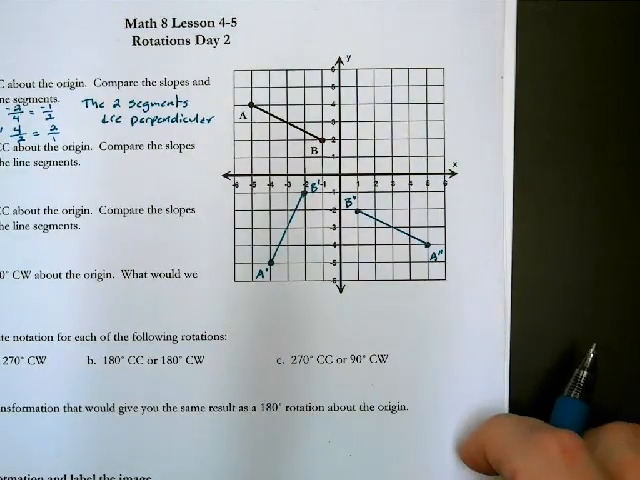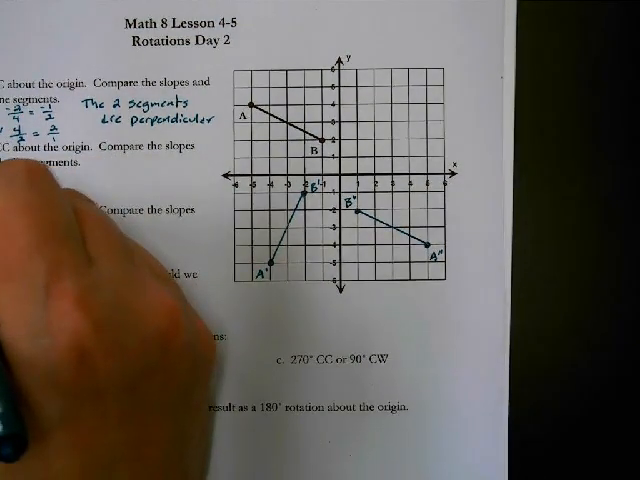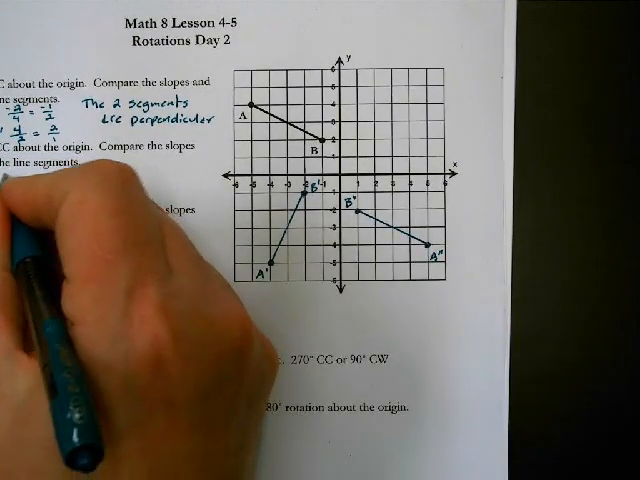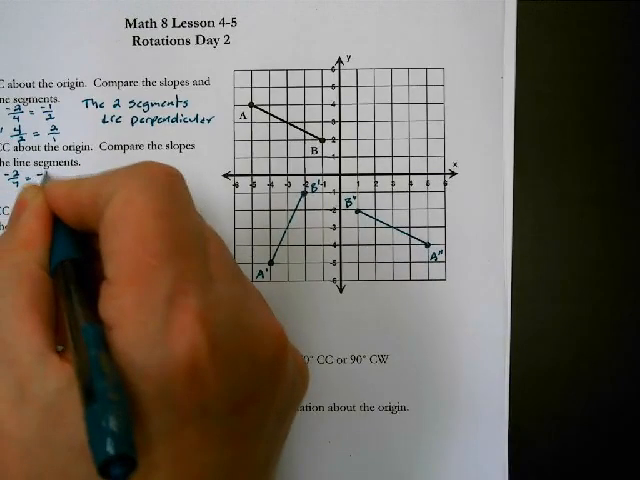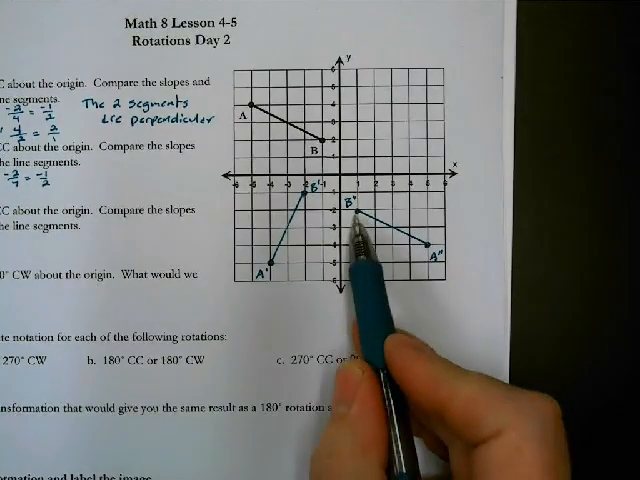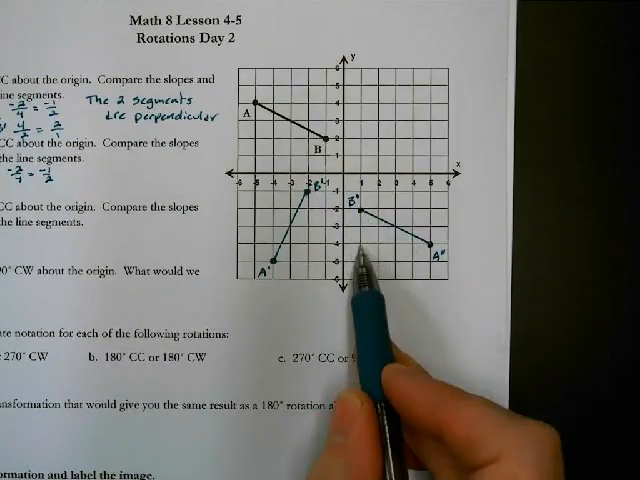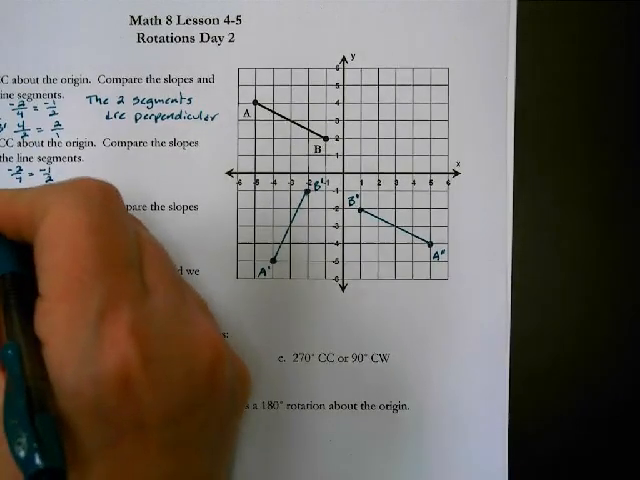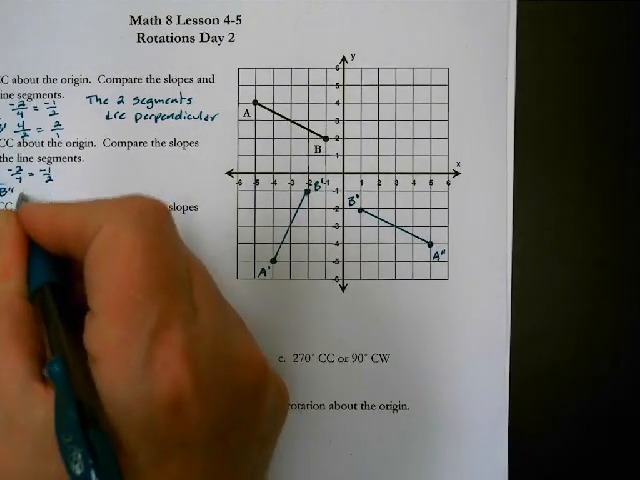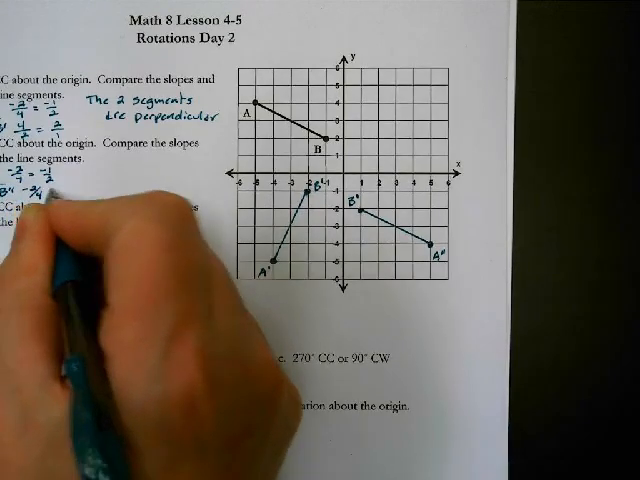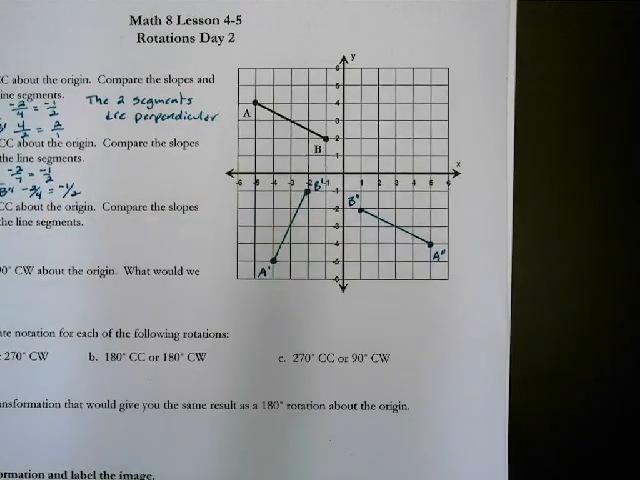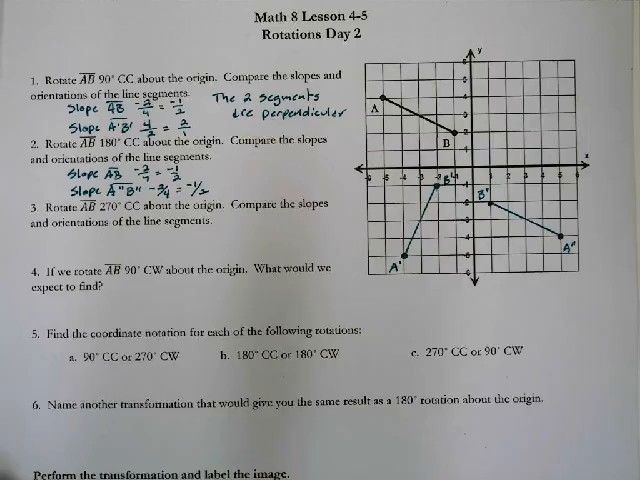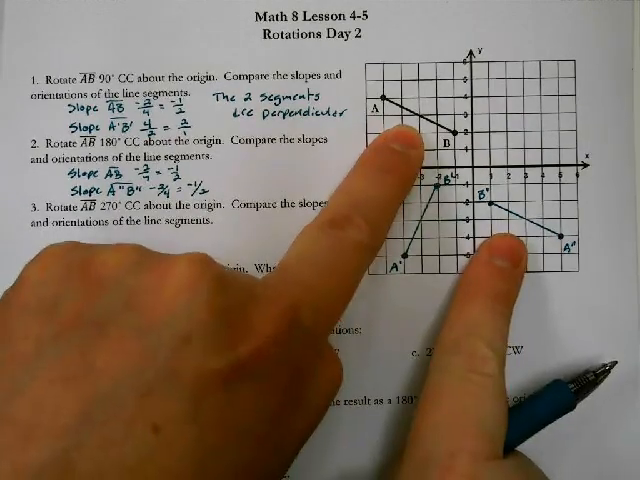There we go. Okay, so we already know that the slope of AB was -2/4, or -1/2. Let's look at B prime prime and A prime prime. This one goes down 2 and over 4. So the slope of A prime prime, B prime prime is also -2/4. Okay, so in a 180-degree rotation, the slopes do not change. They are both going to be the exact same slope. It looks like these two are parallel to each other, right?